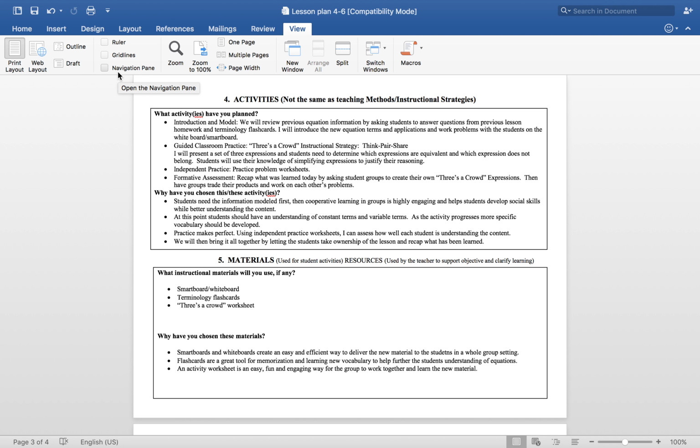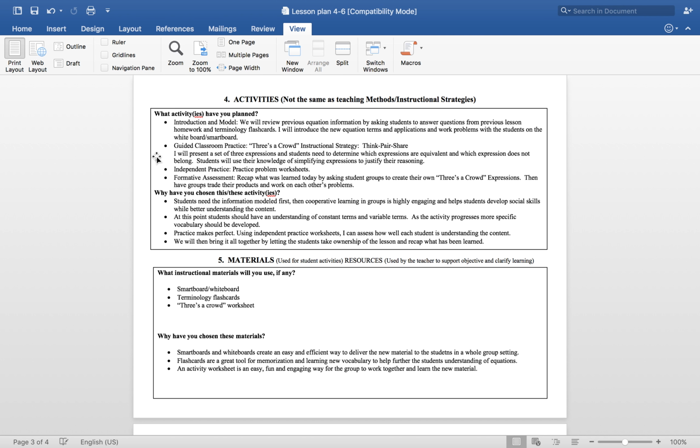The activities I have planned start with introduction and model, and as a class we will review previous equation information by asking my students to answer questions from previous lesson homework and terminology flashcards. I will introduce the new equation terms and applications, and we will work problems on the whiteboard or smartboard. We will go into a guided classroom practice where we will use the activity Three's a Crowd, and it's under the Think, Pair, Share instructional strategy.